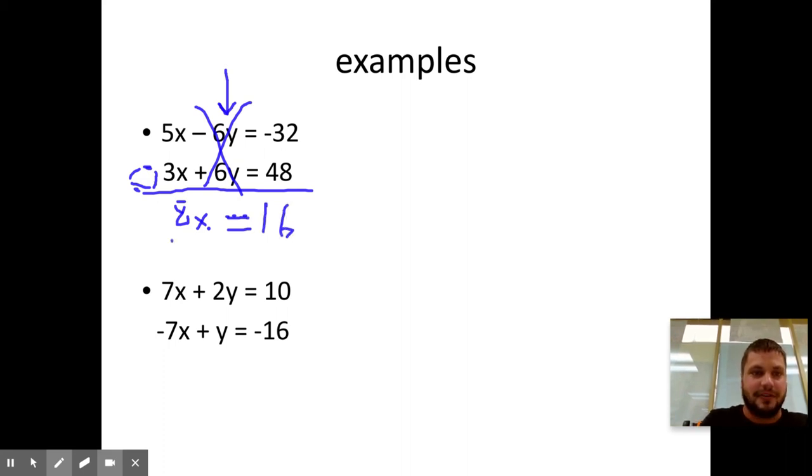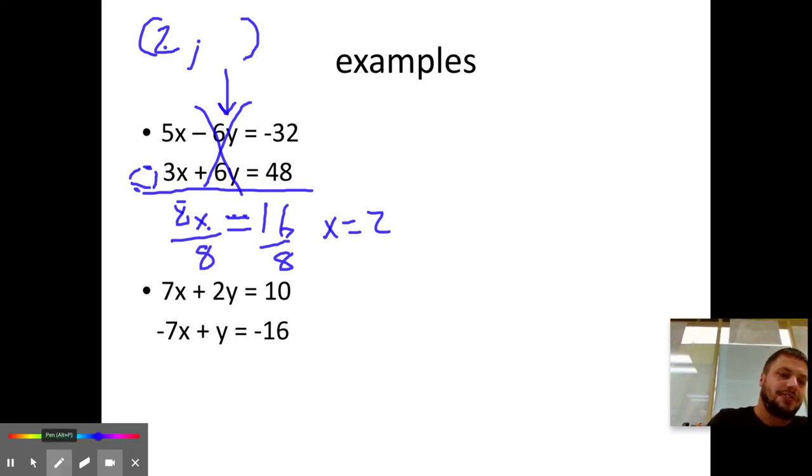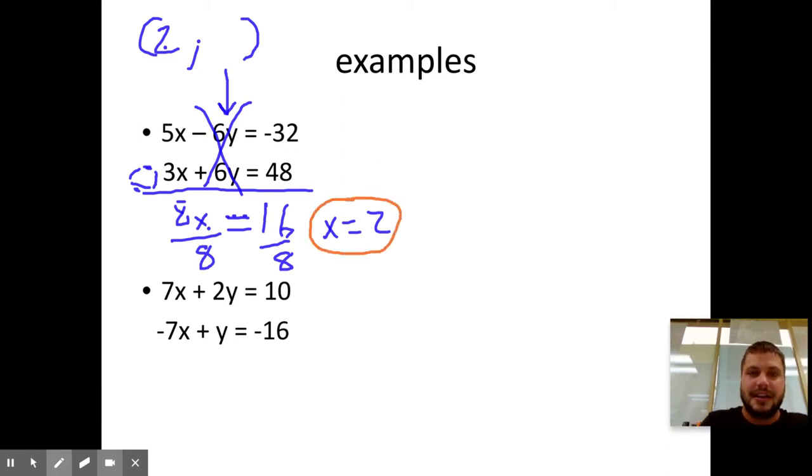And wow, now I just solved this very simple one-step equation for x. So x equals 2. So I know my answer is 2, comma, something. Now, I still need to solve for y. I'm only halfway done. I can now go back to either of the original equations to solve for y. I'm just going to plug what I know x is, 2, in for x into either of the equations. It doesn't matter which one you use. You'll get the same correct answer either way.